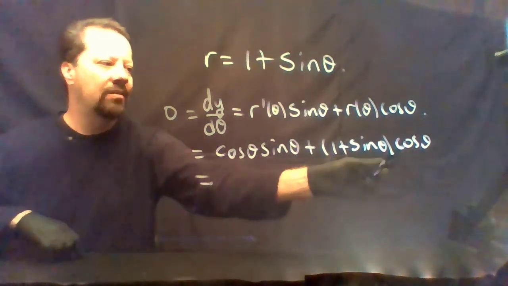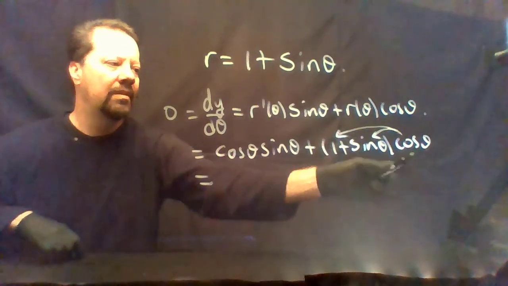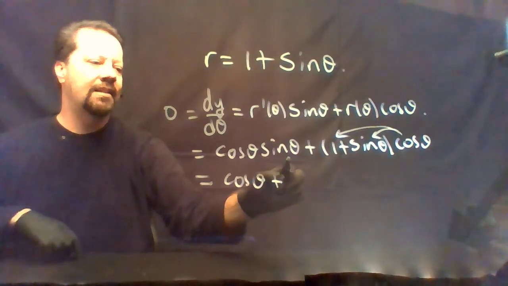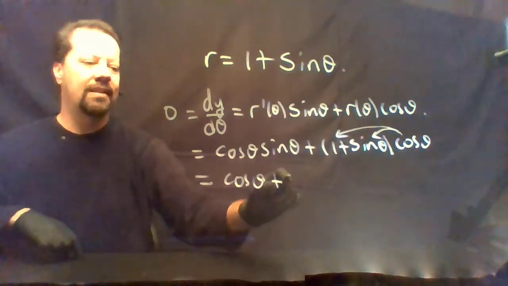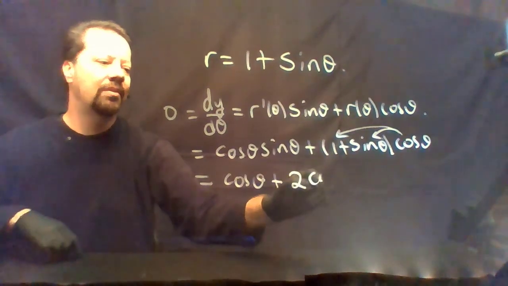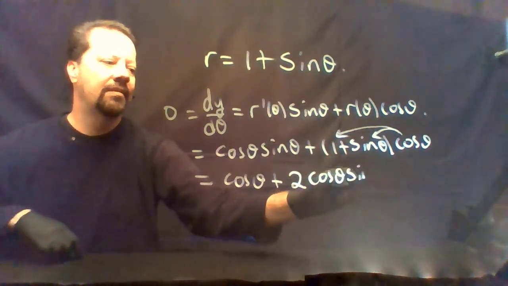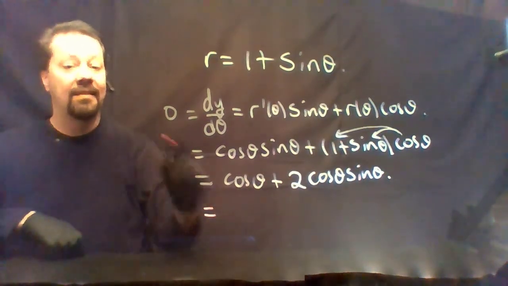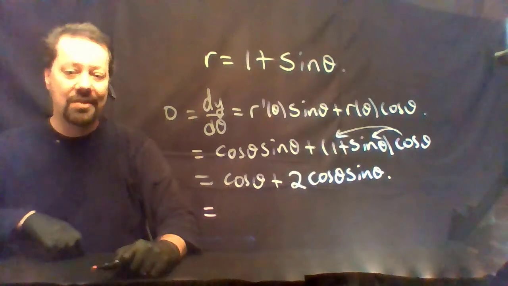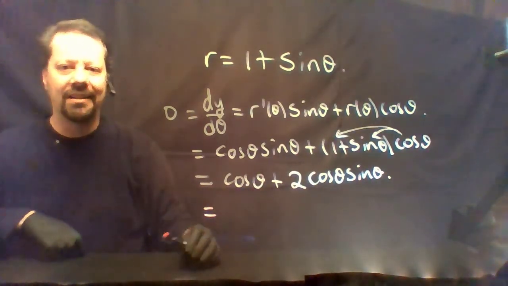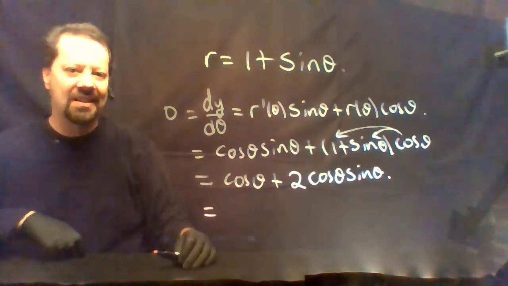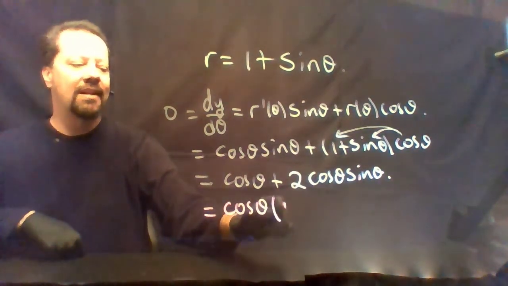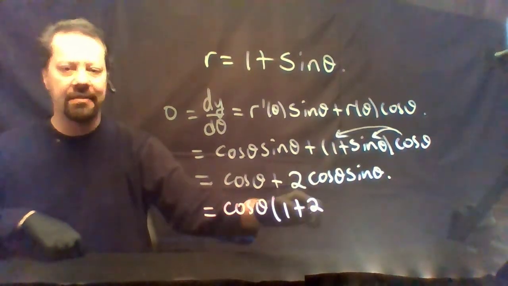As you can see, when we distribute, we'll have a cosine theta plus cosine theta sine theta plus another cosine theta sine theta. That's 2 cosine theta sine theta. To solve this equation, it's best if you factor. Please don't use the double angle identity for sine here. Not everything that is possible to do is advantageous. So in this case, we'll factor a cosine theta out and have another factor, 1 plus 2 sine theta.